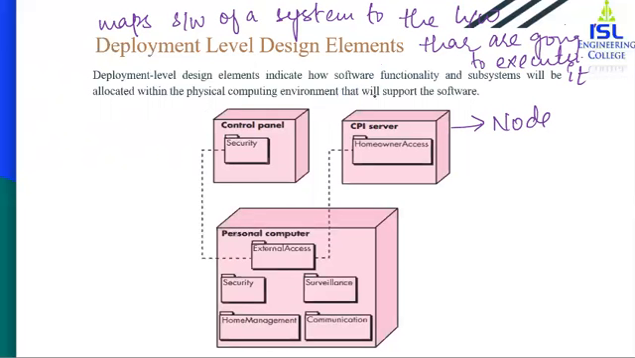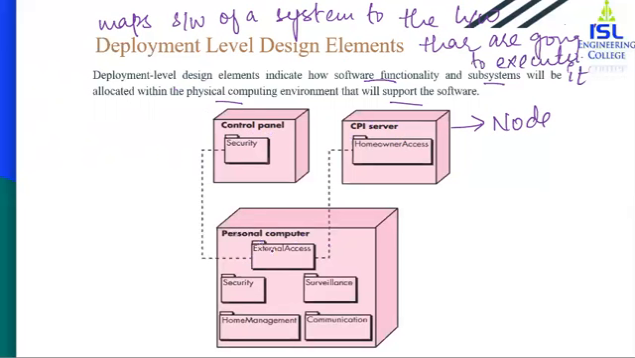This deployment level diagram indicates how the software functionalities and subsystems will be allocated within the physical computing environment that will support the software. It is basically going to tell you where each and every piece is going to be integrated, where it is going to be deployed. Deployment is the delivery of the software. So how the software is going to be embedded within the hardware is going to be identified. Here we have three nodes: the control panel, the CPI server, and the personal computer.